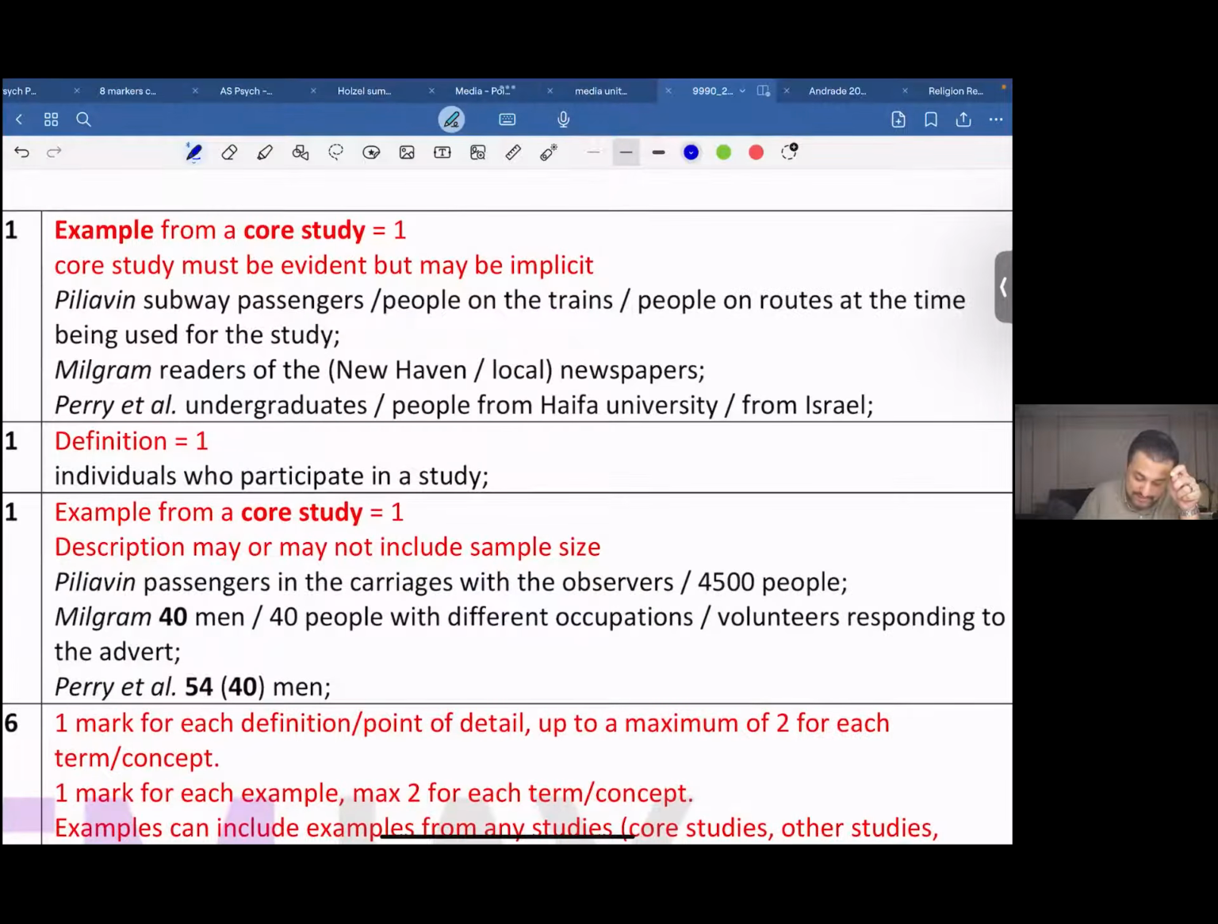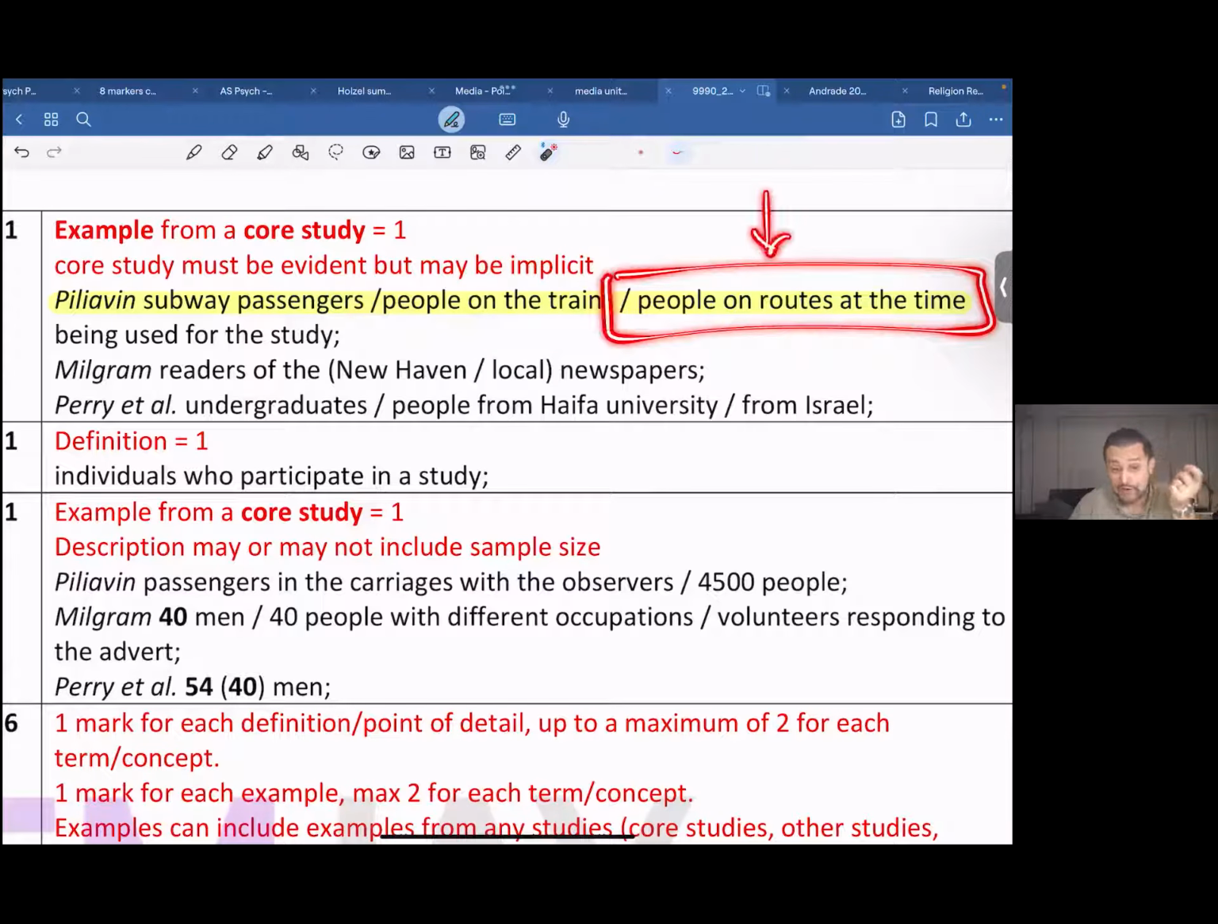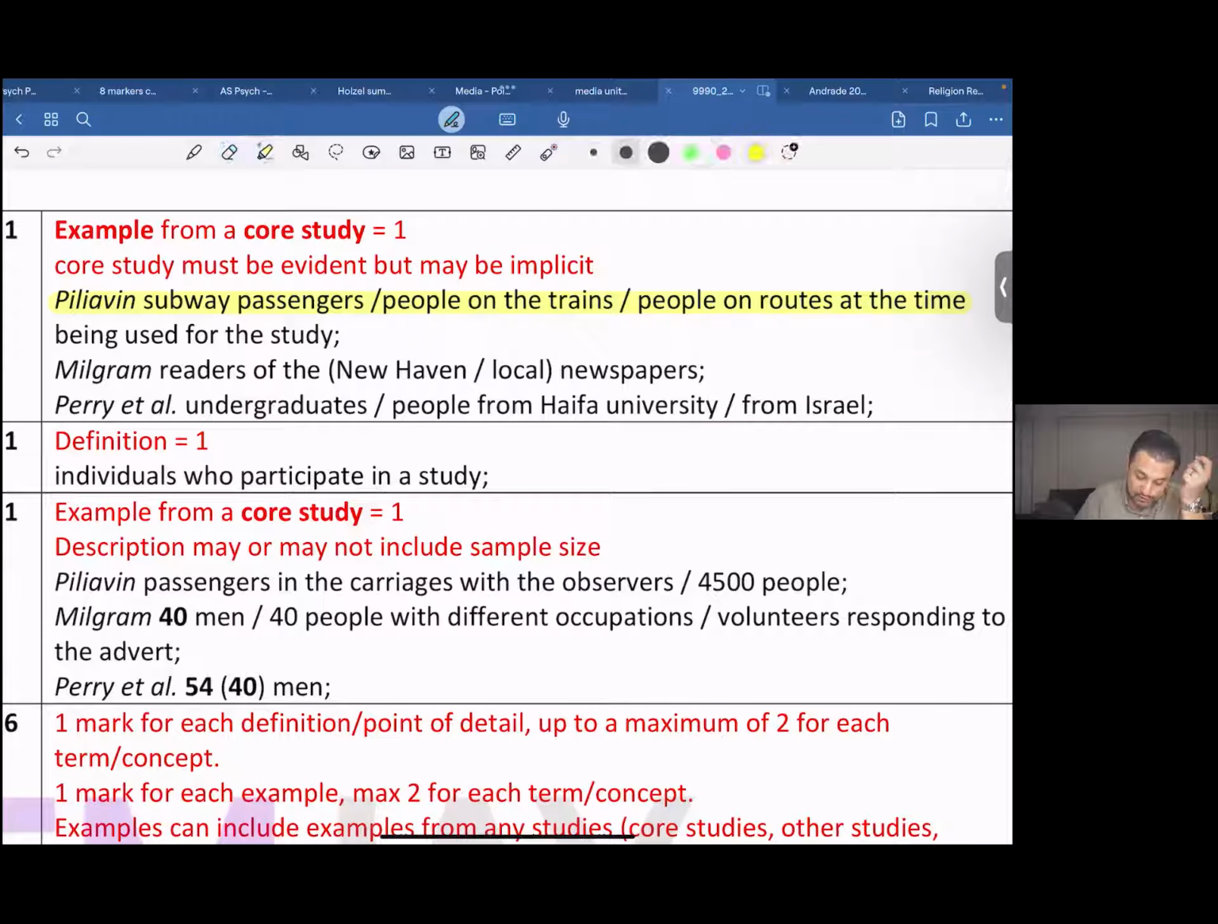If you write Piliavin, subway passengers, because they were the people who were on the train, yes, this was a characteristic that they were sharing, right? Or the people on routes at that particular time, this is another characteristic that they were sharing. Again, if you would alternatively want to use the example of Milgram, you could write, for Milgram, the readers of a newspaper, the readers of a particular newspaper from the area, New Haven, or the local newspaper.